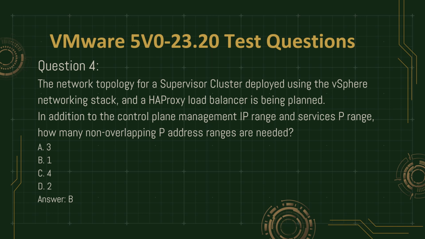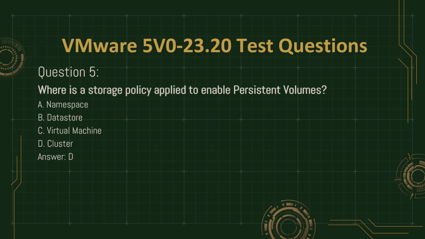Question 4. The network topology for a supervisor cluster deployed using the vSphere networking stack and a HAProxy load balancer is being planned. In addition to the control plane management IP range and services IP range, how many non-overlapping IP address ranges are needed? A. 3. B. 1. C. 4. D. 2. Answer. B.